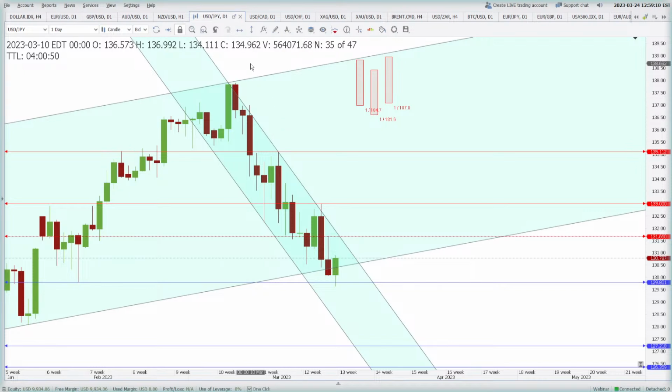clouded with the doubts. So guys, 131.66 on the 4-hourly closing basis, and 133.00 on the daily closing basis. We need to see them traded and the candle closing above them so that we can be very comfortable in buying the US dollar against the Japanese yen.